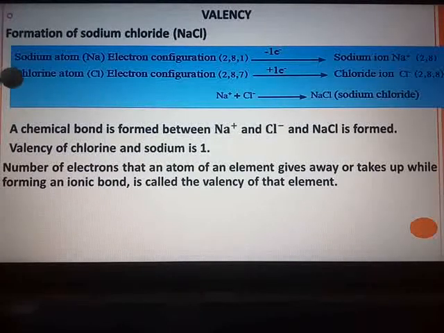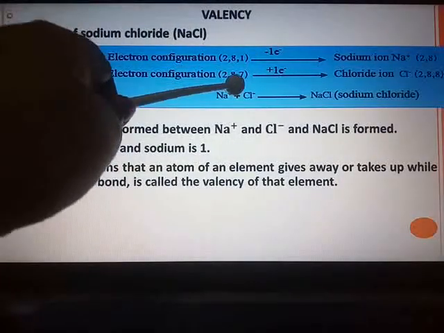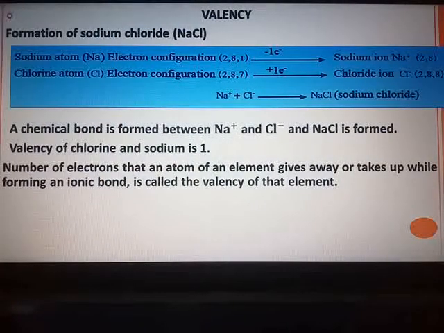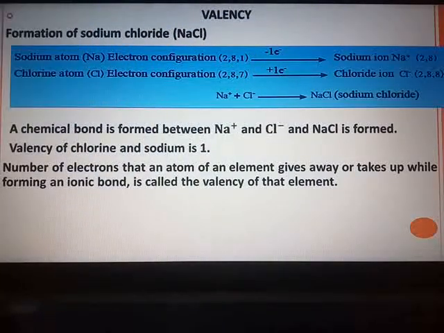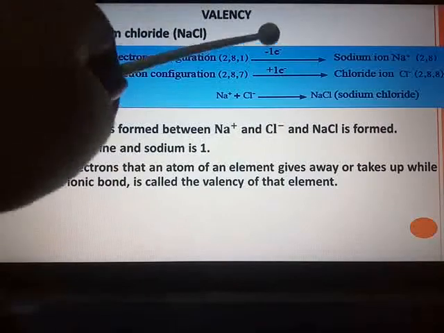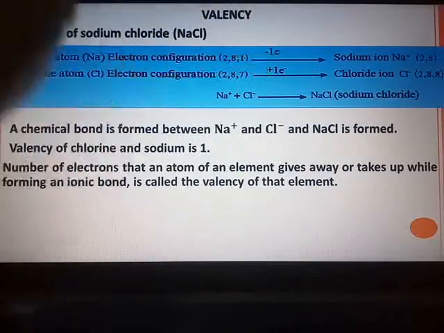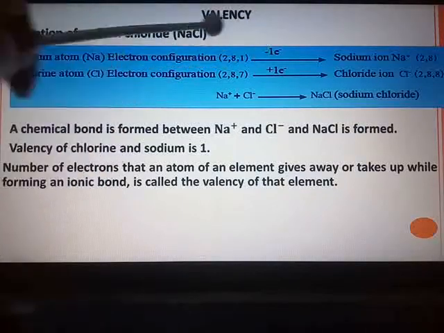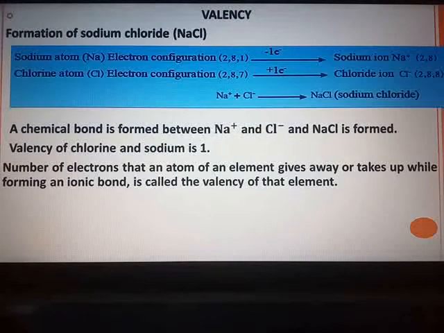Whereas in the case of chlorine, that one electron which is donated by sodium will be taken up by chlorine. So chlorine will also become stable with 2, 8 and 8 electrons. So you can see on the arrow minus 1 electron, plus 1 electron. Why minus? Because sodium is giving up.